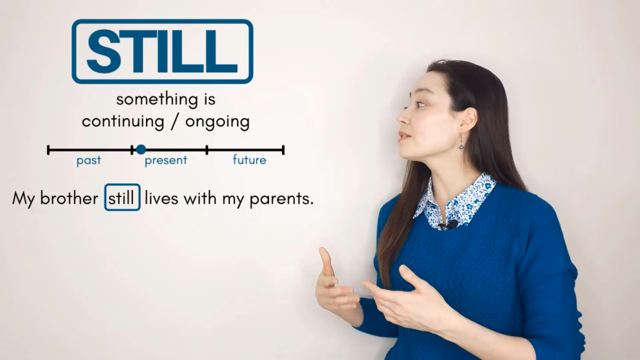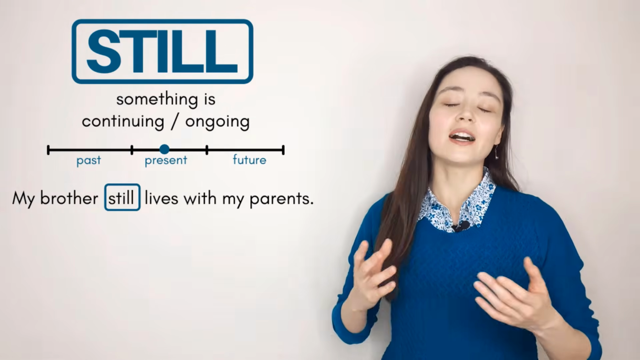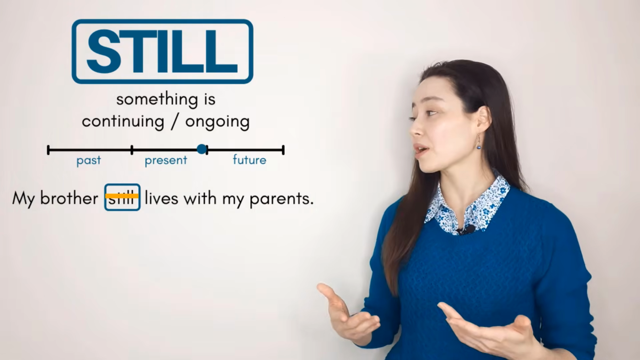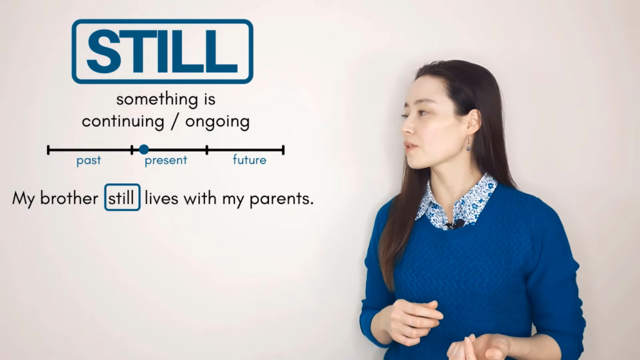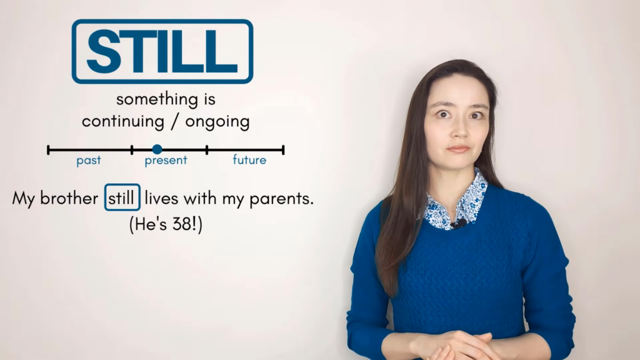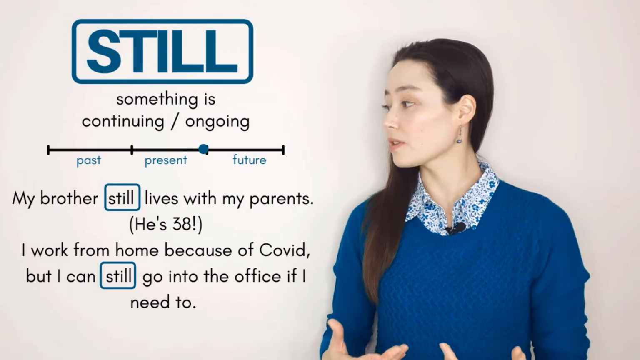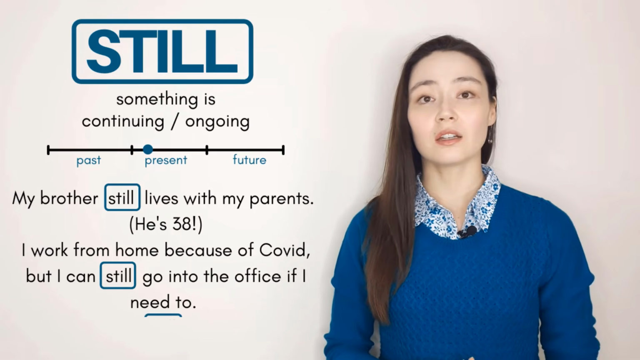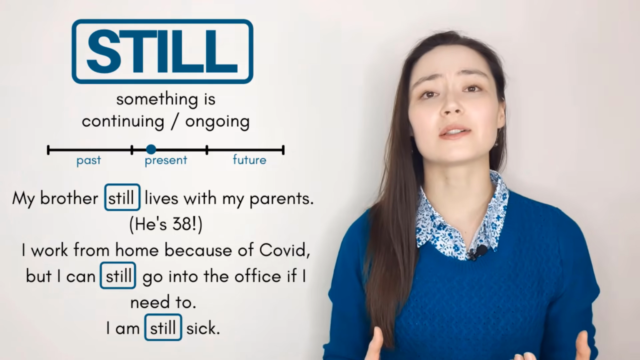My brother still lives with my parents. Of course, this sentence is perfectly correct if you remove still. My brother lives with my parents, but still gives you that emphasis. My brother still lives with my parents. He's 38. I work from home because of COVID, but I can still go into the office if I need to. I am still sick. I've been sick for 2 weeks. I'm still sick.